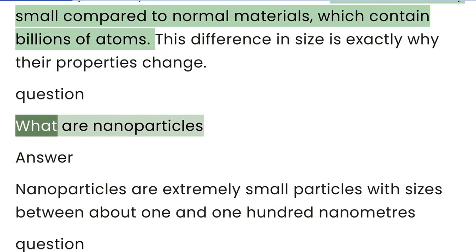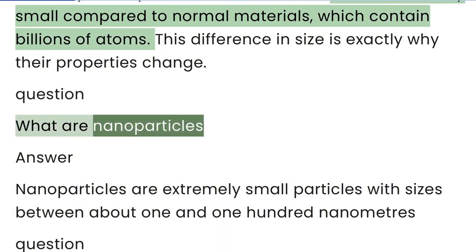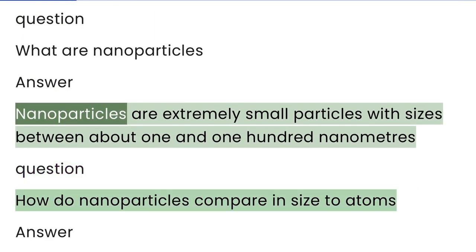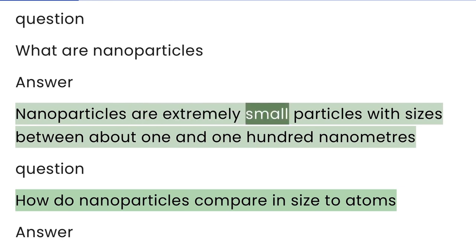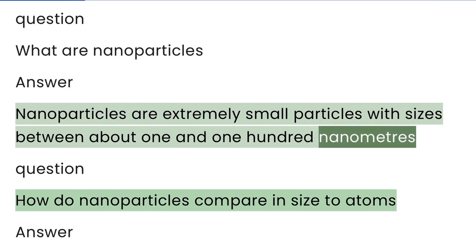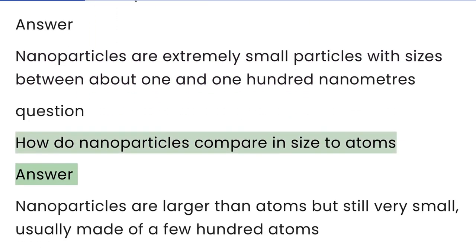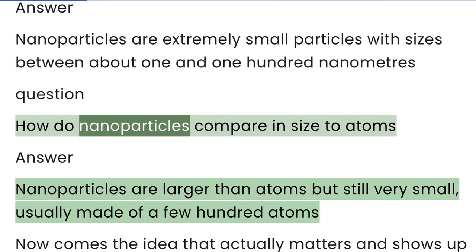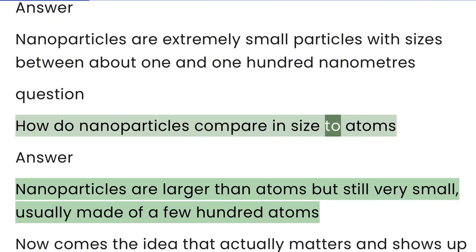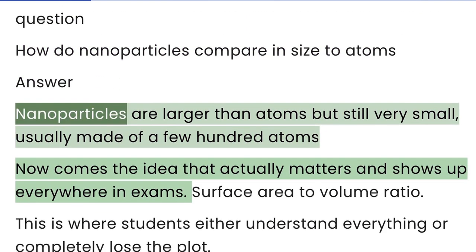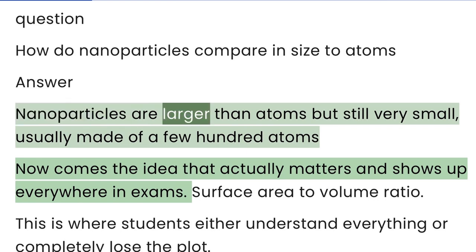Question: what are nanoparticles? Nanoparticles are extremely small particles with sizes between about 1 and 100 nanometers. Question: how do nanoparticles compare in size to atoms? Nanoparticles are larger than atoms, but still very small, usually made of a few hundred atoms.